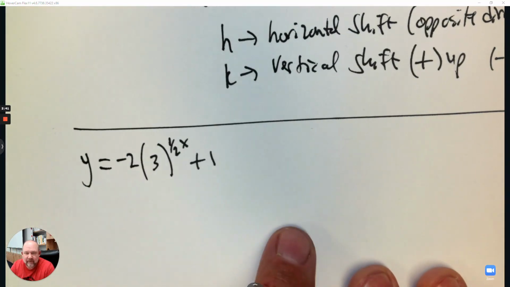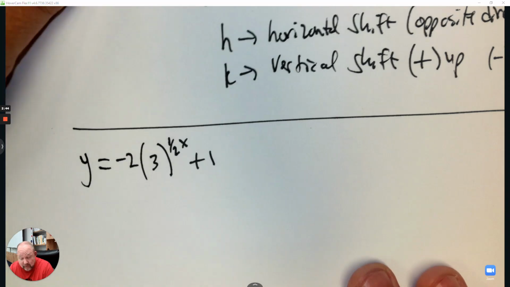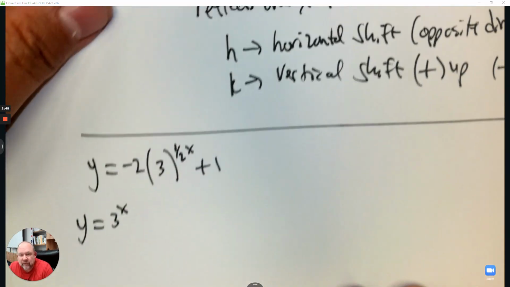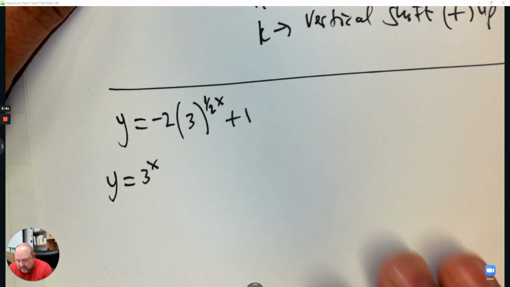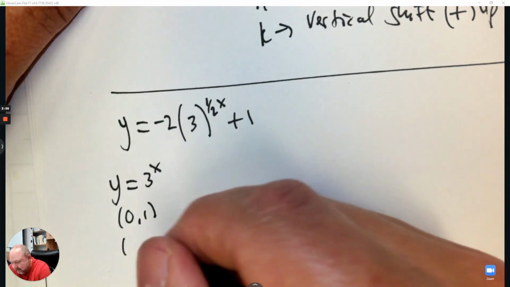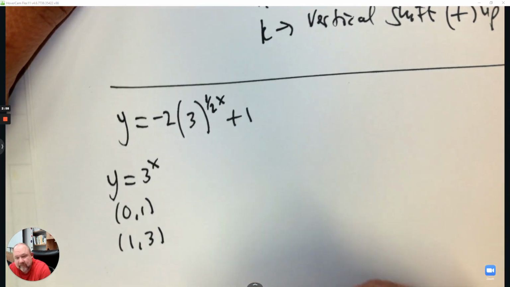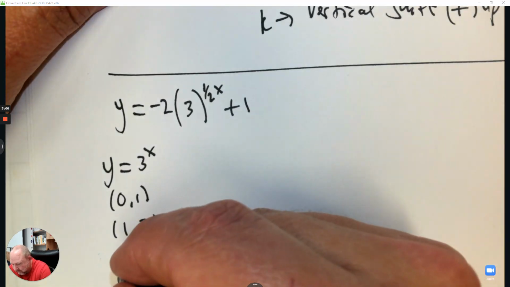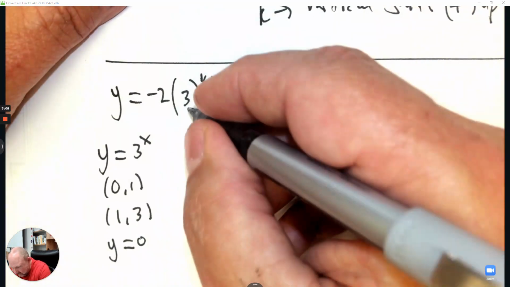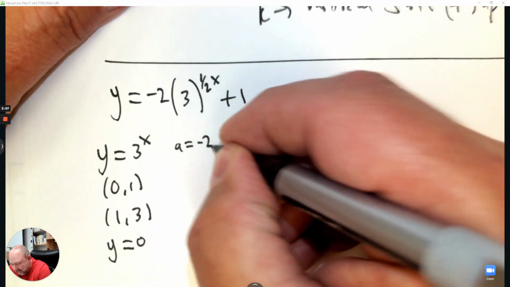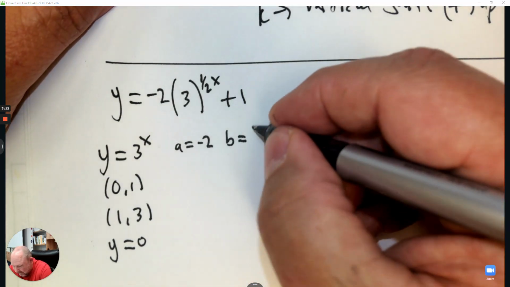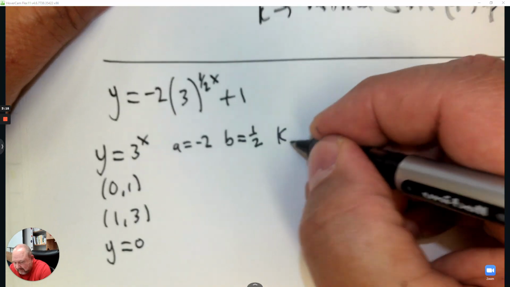So I want to graph this and understand the domain, range, and end behavior. So we start with the basic exponential. That's just 3 to the exponent x. And then we understand 2 points on that basic, which are (0, 1) and (1, 3). And the asymptote, which is at y equals 0. Then we're going to change it. Now to change it, we need to know what a equals. In this case, b is going to be 1/2, and we're going to see what we're going to do with that in a second, and k is 1.